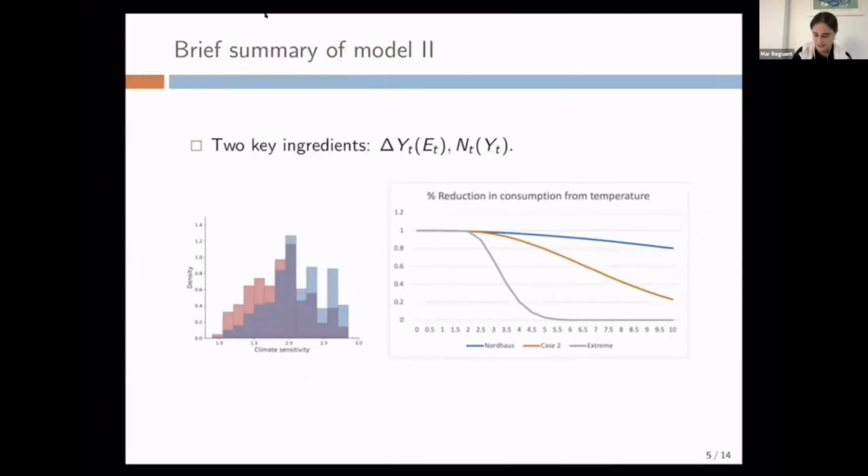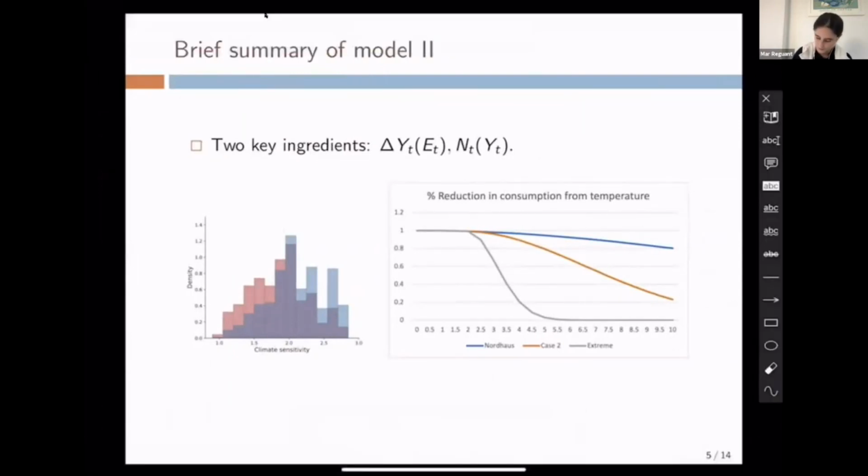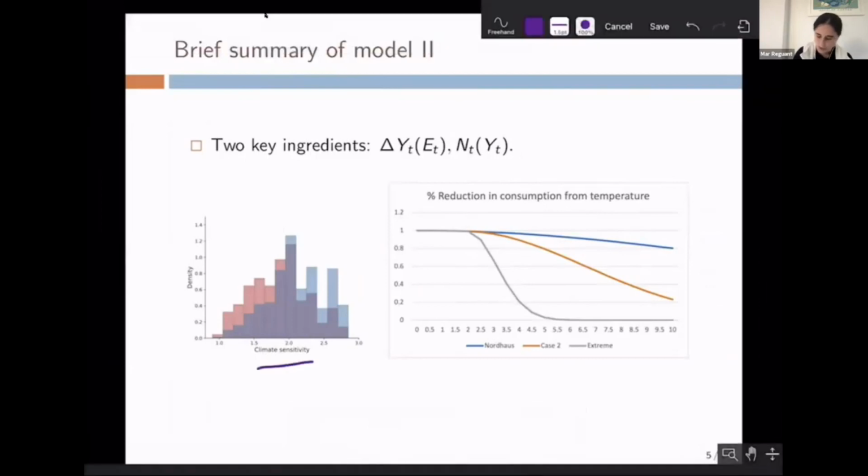One is the climate sensitivity one that I already showed you. And the other one is these three cases, the Nordhaus case, an intermediate case, and an extreme case. So I plotted here over a bit of a longer range so that you can see what these scenarios are telling us. The extreme case is telling us that at 6 degrees Celsius, we will all die. The intermediate case is kind of a bit in between, but it significantly reduces welfare, holding everything else constant.